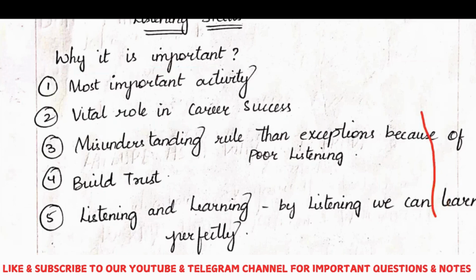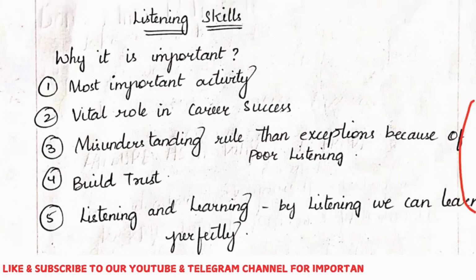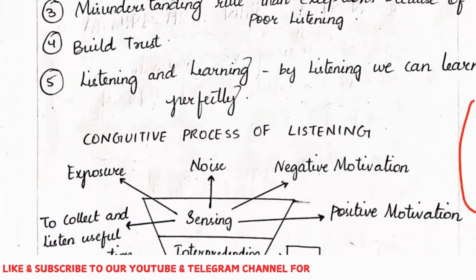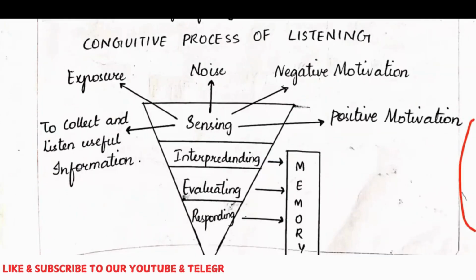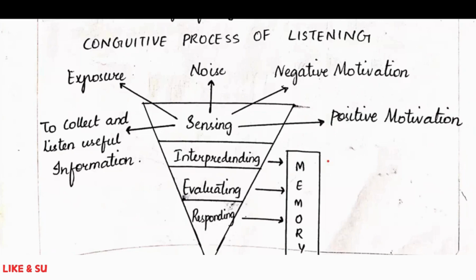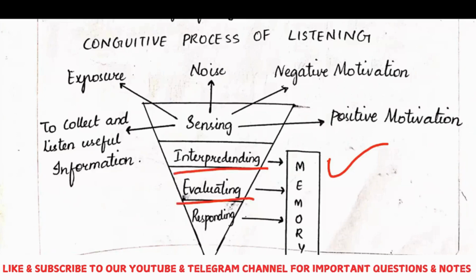You have to draw this diagram. The cognitive process of listening is in module 1. It is in descending order. First, you have to show sensing, then interpretation, evaluation, and responding. These 4 should be kept in memory. Interpreting, evaluation, and responding are at the memory level, and sensing is also there. Please remember this. You can learn this table.